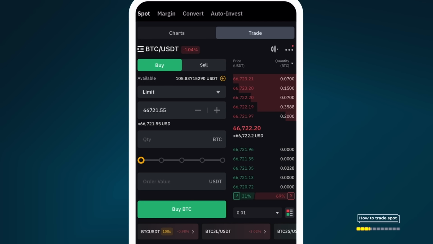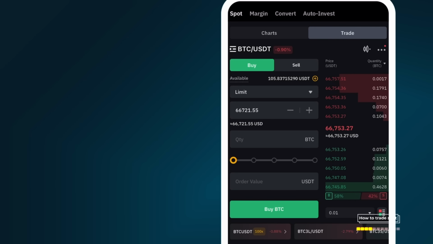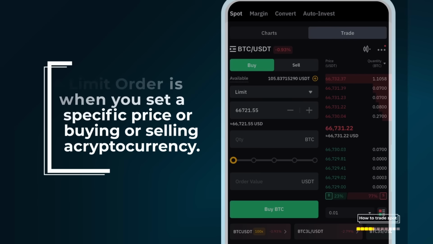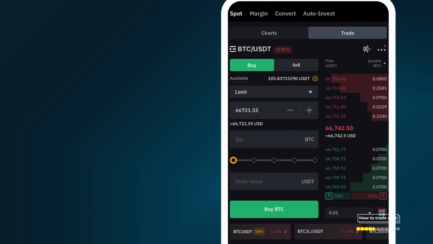Now, the next thing after this is the available balance. Then after it, you see limit. So these are order types. There are different order types: limit, market, take profit and stop loss, conditional and OCO. A limit order enables you to buy at the price you want to buy at. Say BTC right now is at 67,000 or thereabouts. I want to buy at 65,000. I can use a limit order to say buy at 65,000, but it will not buy immediately until Bitcoin drops to that price. So that is a limit order.